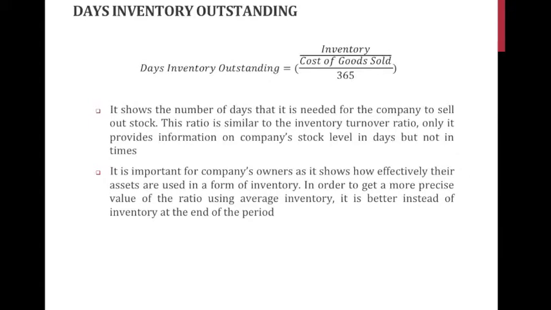Now we are going to another important group of efficiency indicators, and we will have several parameters showing days outstanding of some category. The first of them is days inventory outstanding. To calculate that indicator, we need to divide inventory by the cost of goods sold and multiply by the number of days per year. This indicator shows the number of days a company needs to sell out its stock. This ratio is similar to the inventory turnover ratio, only it provides information on company stock levels in days, but not in times.